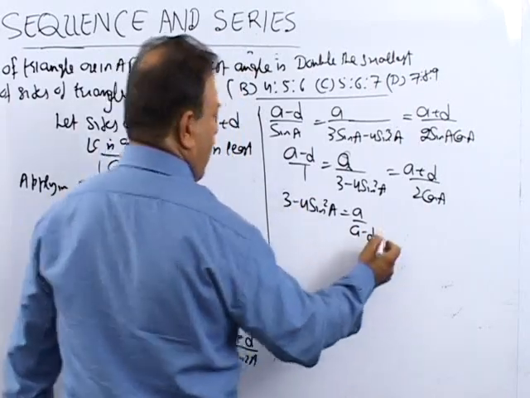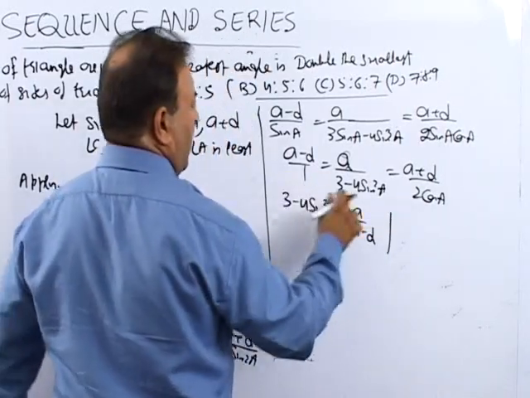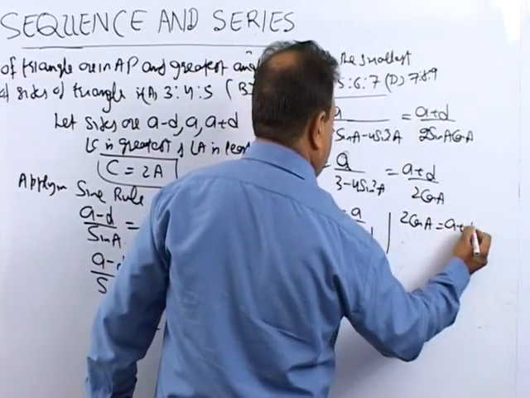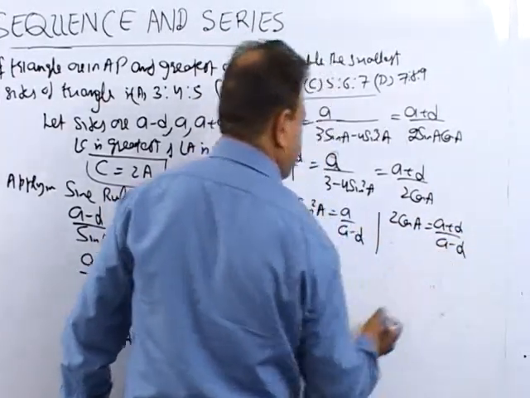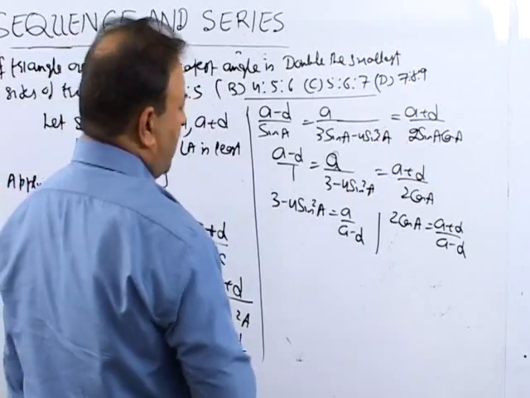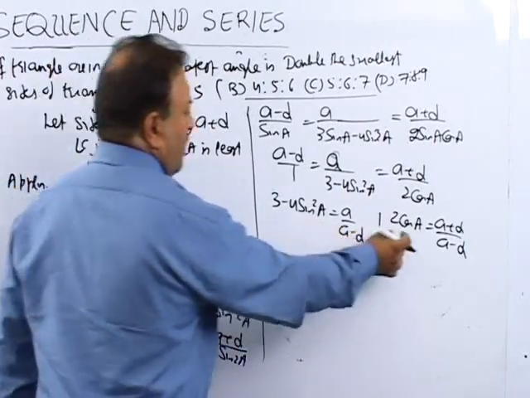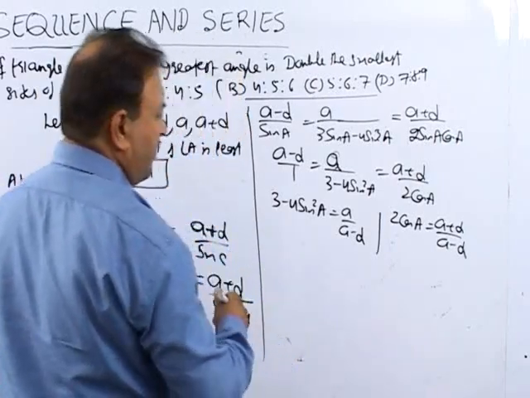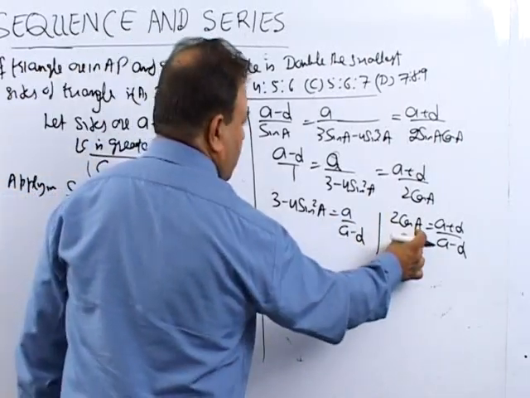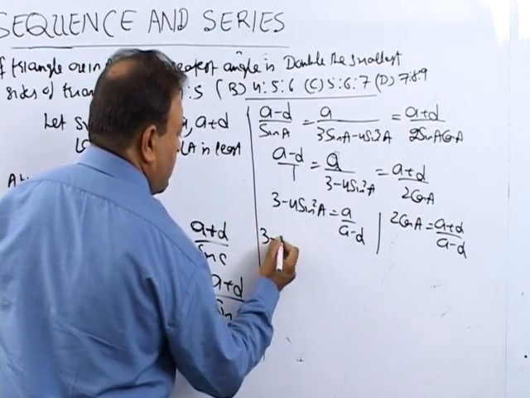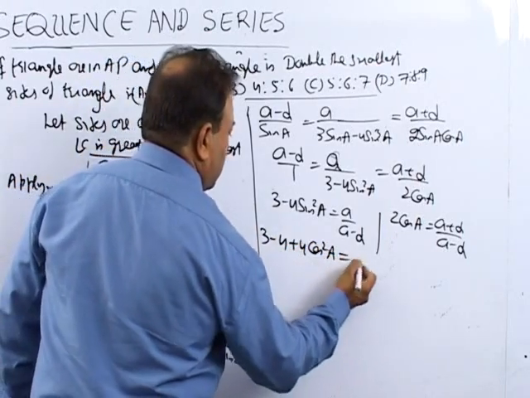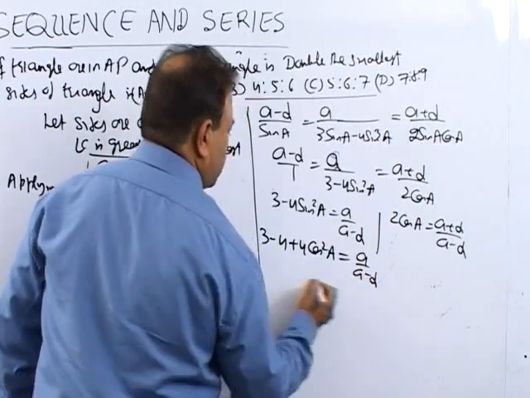I got it here, and here I take it first and third. It is 2 cos A is equal to (A plus D) upon (A minus D). Now see what I am going to do: here sin square A and cos square A need to be related. I convert sin square A to 1 minus cos square A, and after that I substitute this value of cos A here. 3 minus 4 plus 4 cos square A is equal to A upon (A minus D).